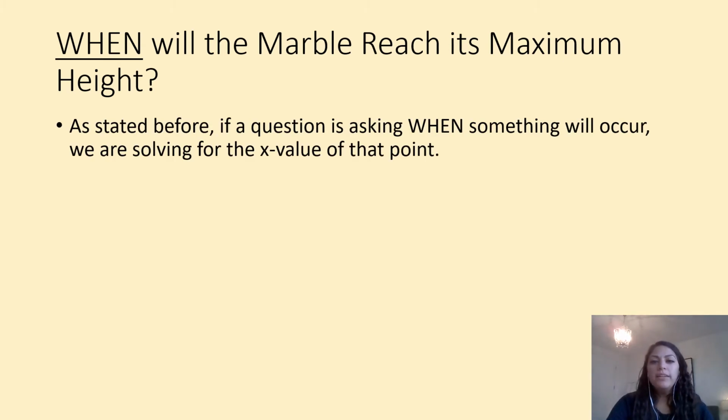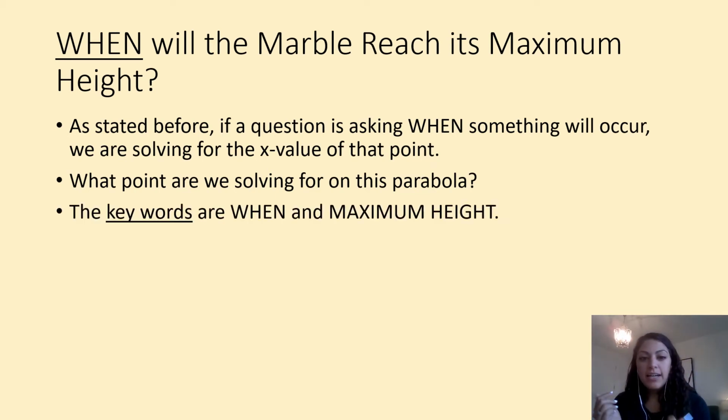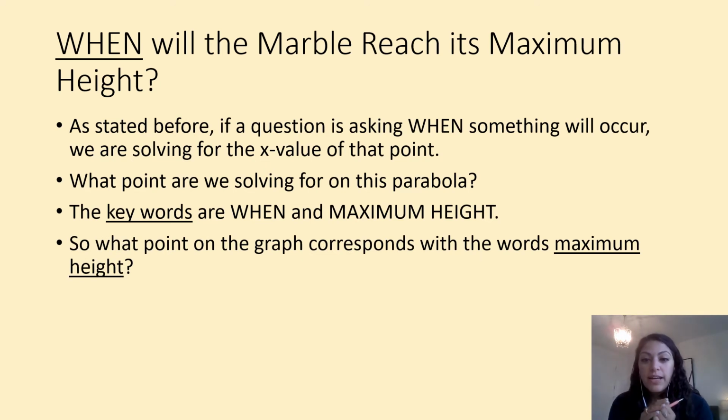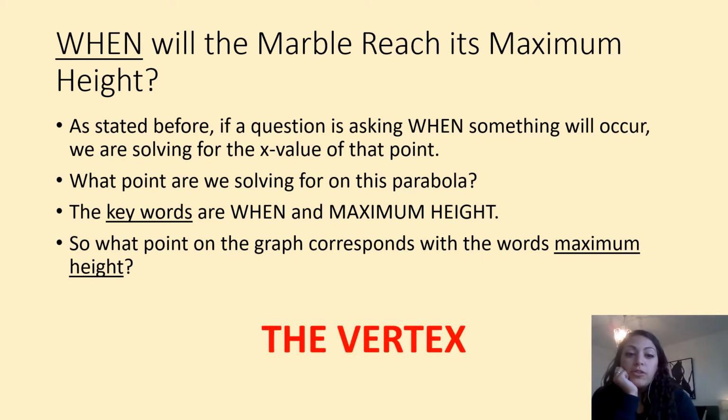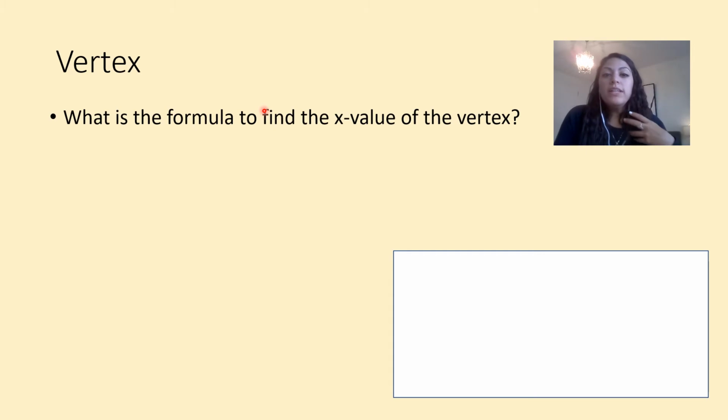Well, when is the X, like I keep saying. When, time, X. That helps because at least we know which variable we're solving for, X or Y. It's X. And again, maximum should spark in your mind something mathematically: the vertex, right? So what point corresponds to that? The vertex. Okay. What is the formula to find the x value of the vertex?